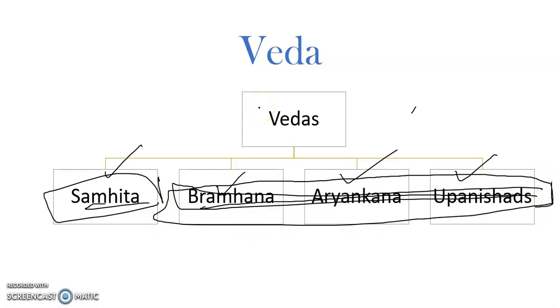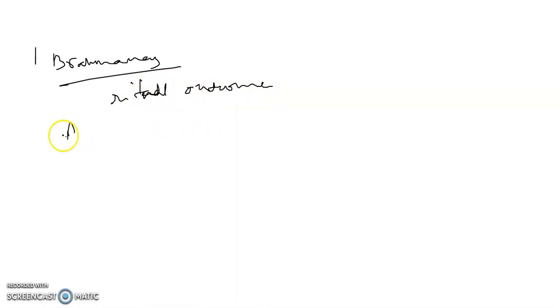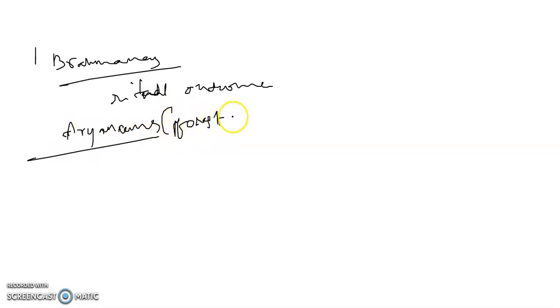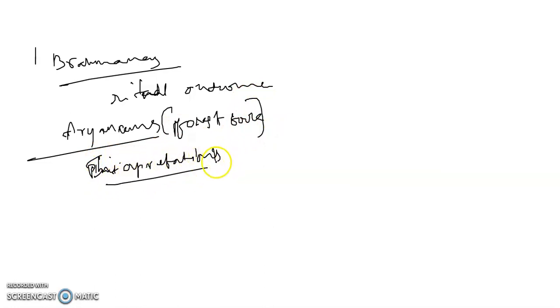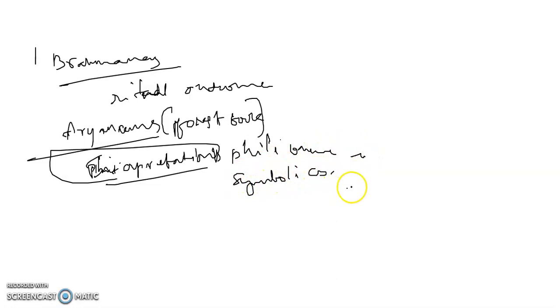Now what do Brahmanas mean? Brahmana is also an explanation of rituals, nothing but explanation of rituals and their outcomes. Now, what are Aranyakas? Aranyakas are also called forest books. They are interpretations of rituals, a philosophical and symbolic explanation of those rituals.